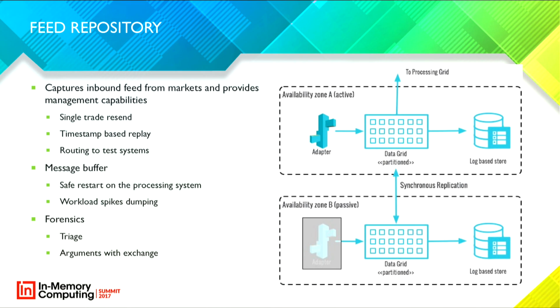Another function is message buffering. It allows you to safely restart processing grid. Basically, you shut down the processing, bring it up, no data is lost. And you have an authoritative source of information. If there is a problem or argument with Exchange, you have captured your raw input data. You have a proof it was your mistake, their mistake. And this functionality, it's usually provided by exchanges, but it's not very convenient for a company to request information from Exchange directly, because it's basically admitting we screwed up.